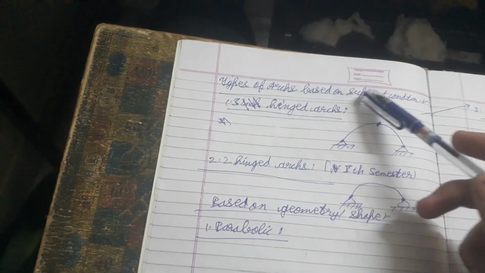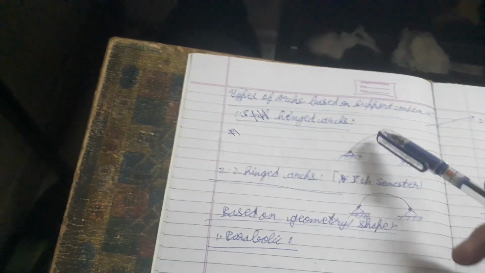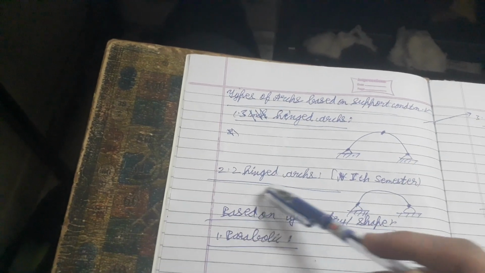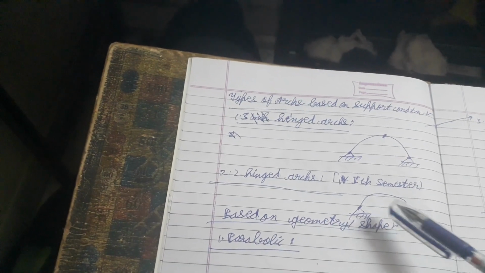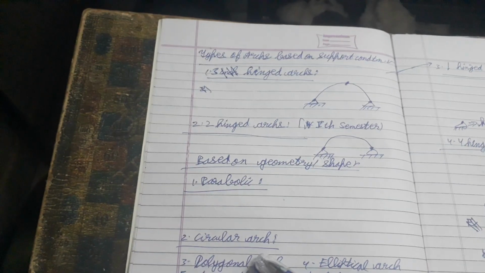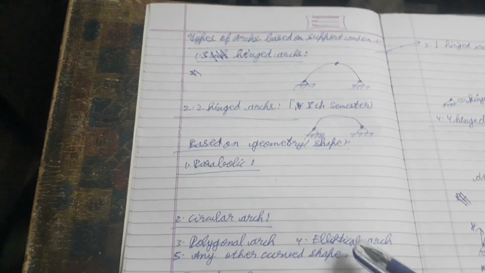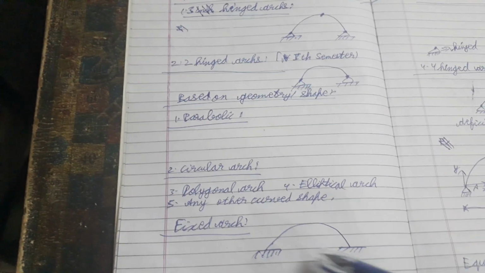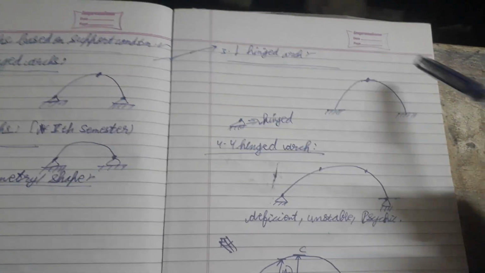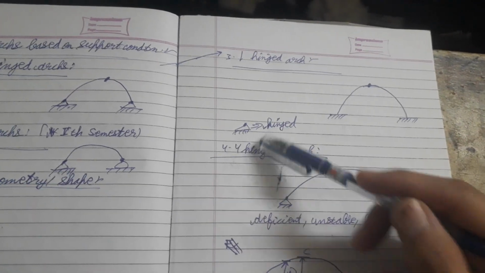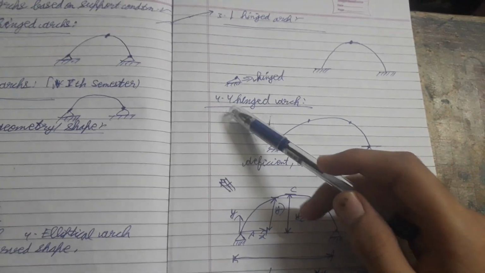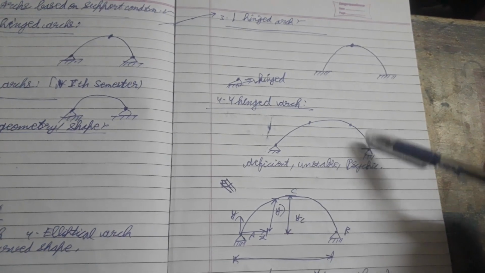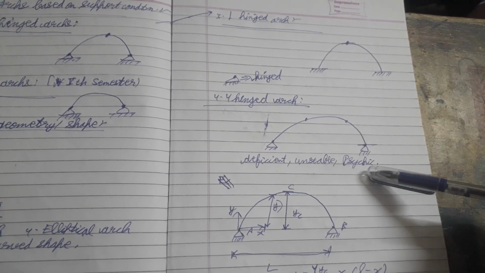Types of arch based on support condition: three-hinged arch, this is the three-hinged arch. Two-hinged arch, this is the two-hinged arch. Based on geometry or shape: parabolic, circular arch, polygonal arch, elliptical arch, any other curved shape. Fixed arch, this one is the fixed arch. This is the one-hinged arch. This is the hinged arch. Deficient, unstable, cyclic.